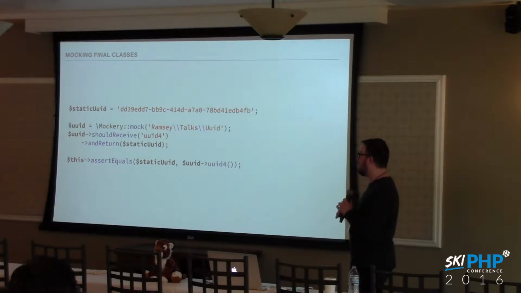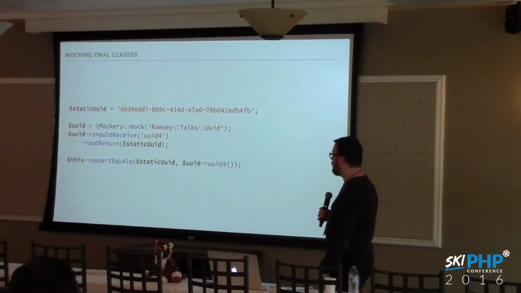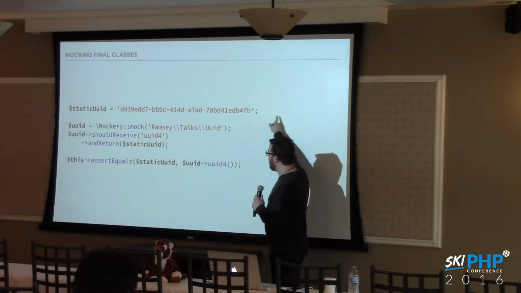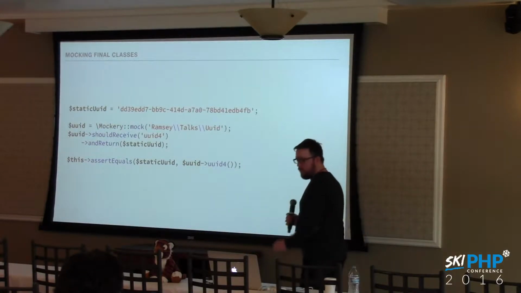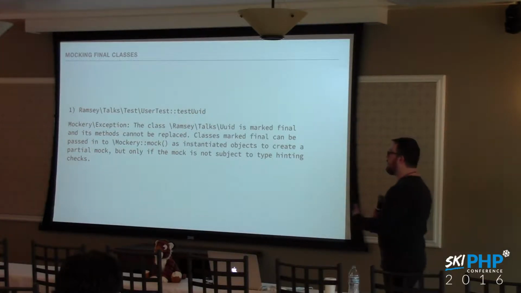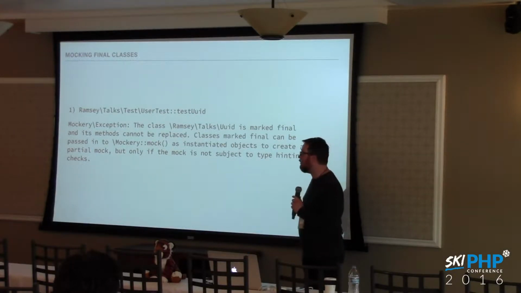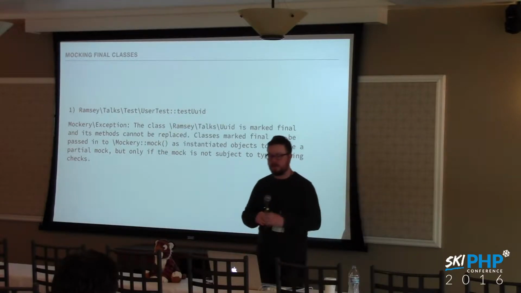In this case, we're going to try to mock this final class. We're going to say that the UUID4 method on it should receive a call, and then we'll return the static known UUID that I've got here. Well, when we try to do this, if we're using Mockery, we'll get this nice message. Mockery exception, and it will tell us exactly what we need to do. And here's the key. Classes marked final can be passed into Mockery as instantiated objects to create a partial mock. So let's see what that looks like.